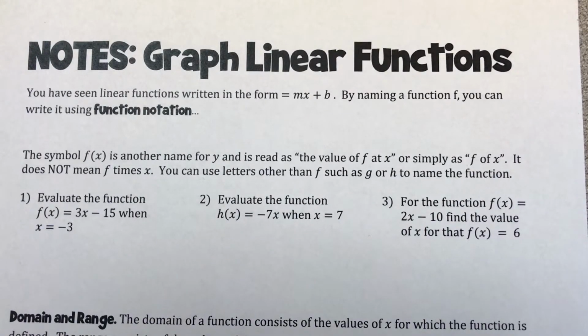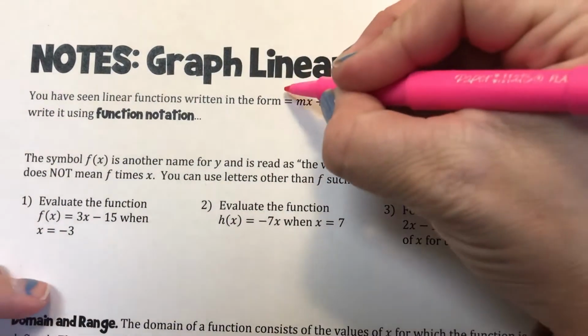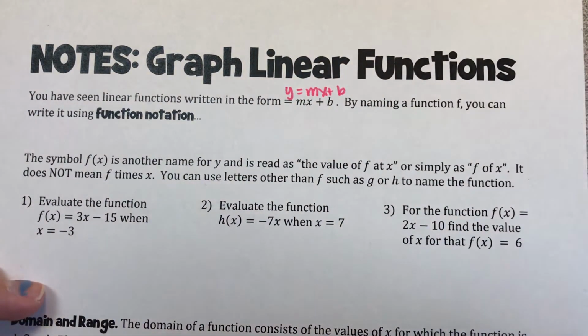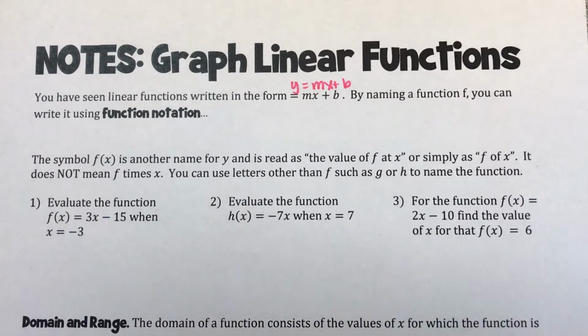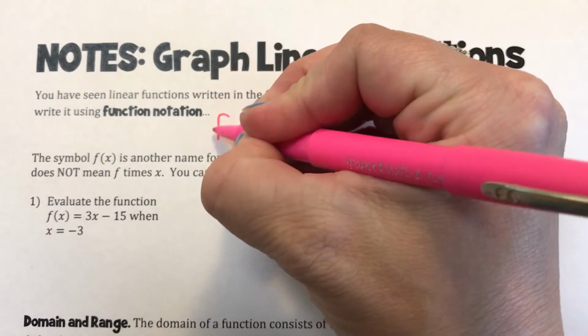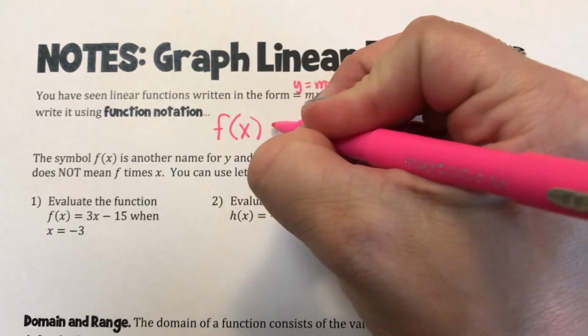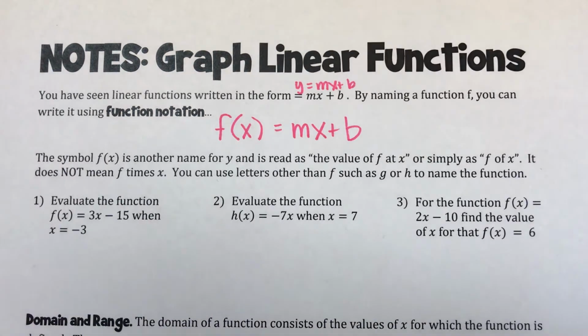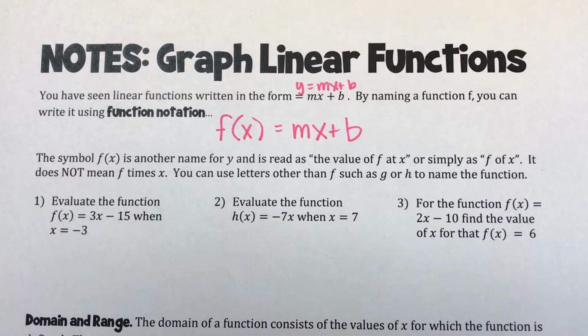Okay, today we're going to talk about graphing linear functions. You have seen linear functions written in the form y equals mx plus b. By naming a function f, you can write it using what we call function notation. Function notation is where you use f of x equals mx plus b. The symbol f of x is another name for y.